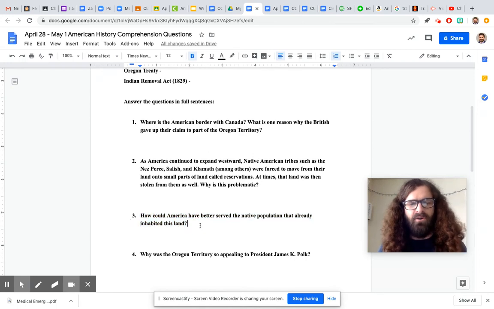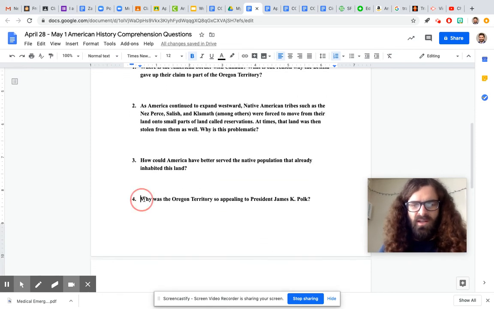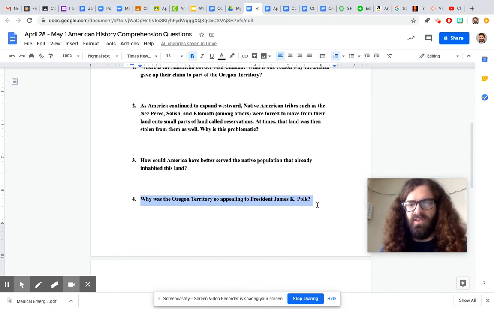Number three, how could America have better served the Native population that already inhabited this land? You're going to answer that question on your own. This is opinion. Maybe don't kill them and force them off their land. That one's pretty obvious.